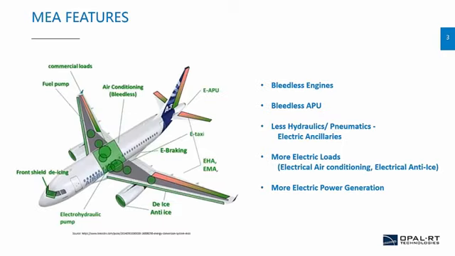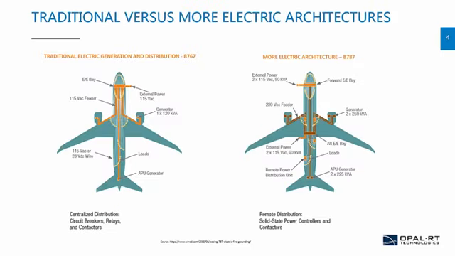So the main MEA feature, as Ravi said, is to reduce hydraulic and pneumatic sources by using more electric loads, such as electrical air conditioning, electrical anti-icing systems, as well as electric braking, for example. The purpose is that this will allow us to use a bleedless power plant, so bleedless engines, bleedless APUs. And the idea behind that is obviously to have more performance and efficiency on board of the aircraft.